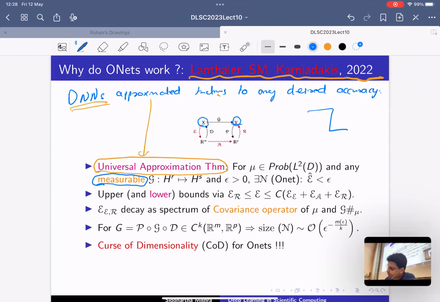Okay, so here is a question. Is there a similar universal approximation result? And this is very important, because if there isn't, then we are probably not going to approximate many operators.